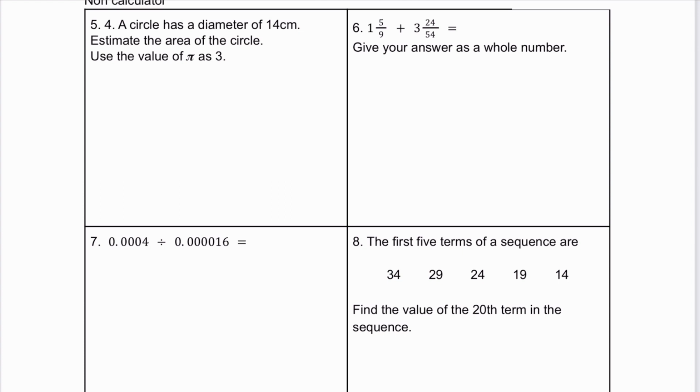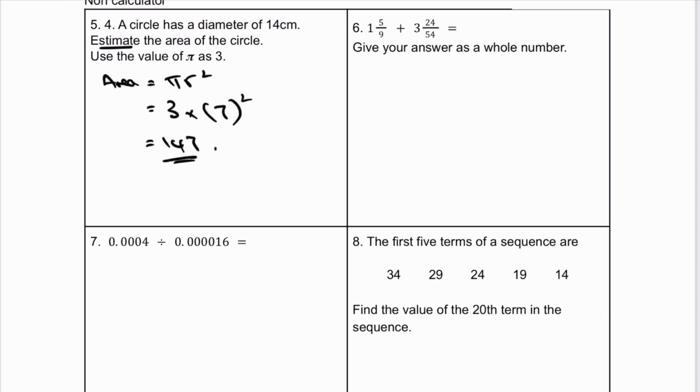A circle has a diameter of 14 centimeters. Estimate the area of the circle, and this is the key area here. So we're going to use the value of pi as 3. The area of a circle equals pi r squared, so that's going to be 3 multiplied by radius is 7, just be very careful, it's given us the diameter, the radius itself is 7, that's going to be squared, so that's going to be 49 times 3, which should give you an answer of 147. Okay, hopefully that's all right for you.